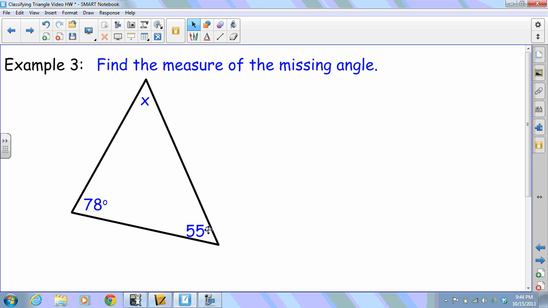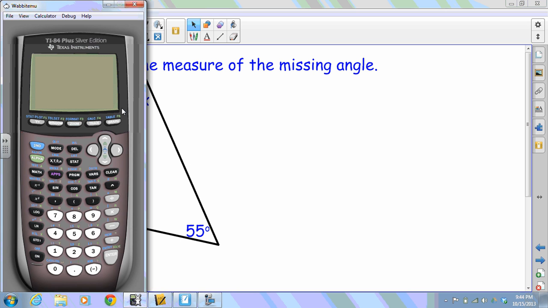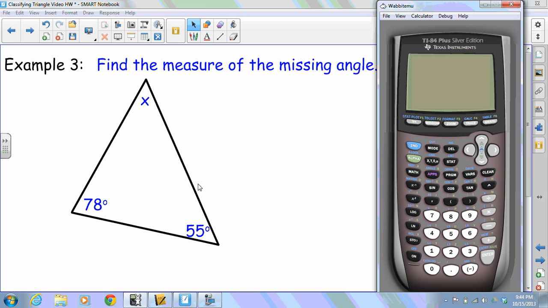So we want to find the measure of this missing angle. We know two of the angles, and we know that all three of these should add up to 180. So it's pretty simple. You're going to add the two angles that you're given. So I was given 78 degrees. And I was given 55. So I'm going to add those together. So these two angles equal 133, but I know that all three of them together equal 180. So I'm going to subtract 133 from my total, from 180. And that's going to tell me that my missing angle is 47.